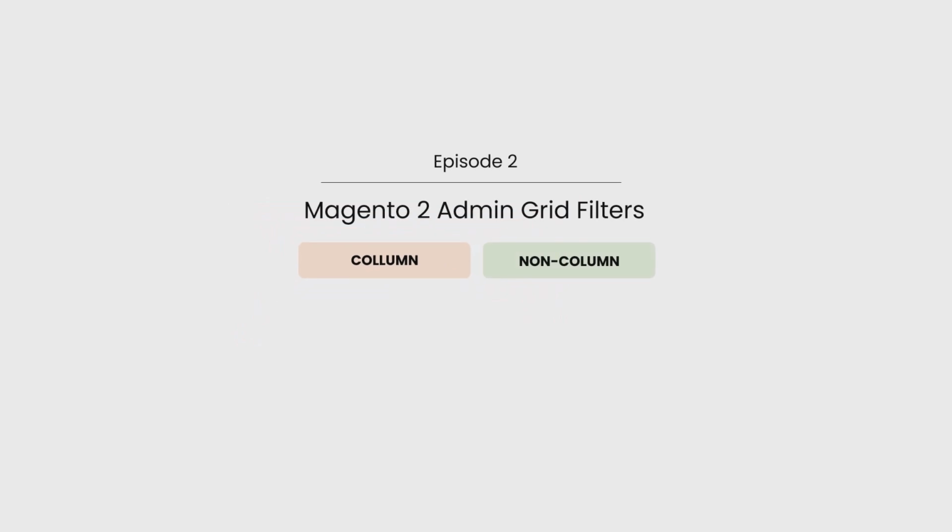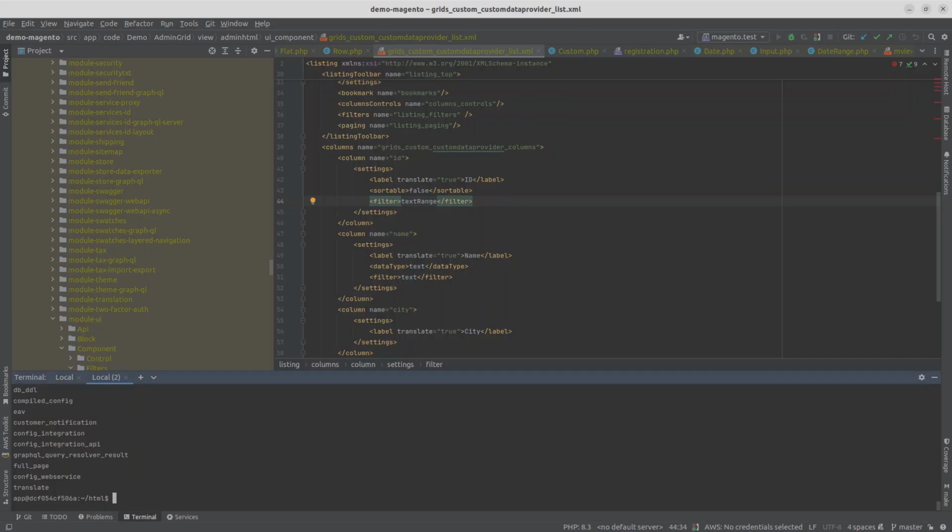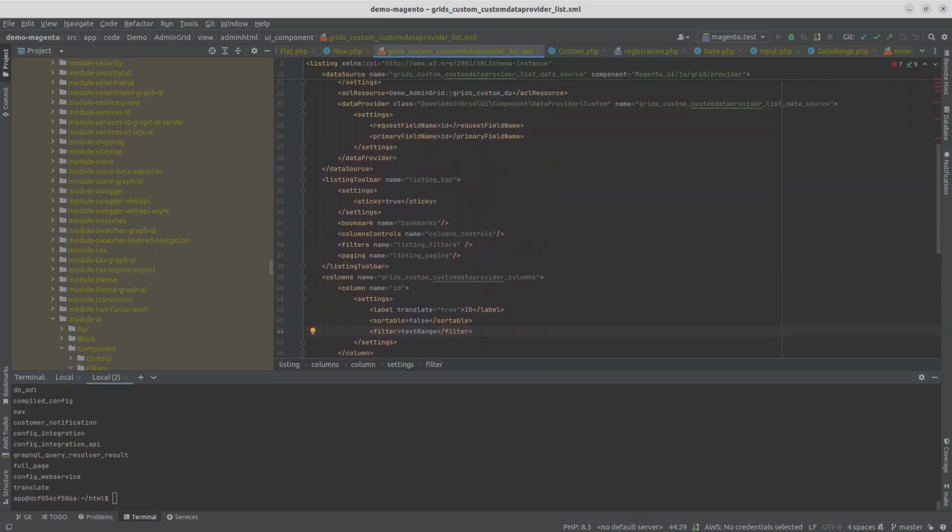Now let's go to the second part, where we will be adding a filter which is a non-column filter. Suppose we want to add a date filter. We don't have any column called date, so it will not be possible to use this method for adding a date filter. Now to add a date filter, we will have to customize these filter tags. Alright, so let's start by adding a date filter.